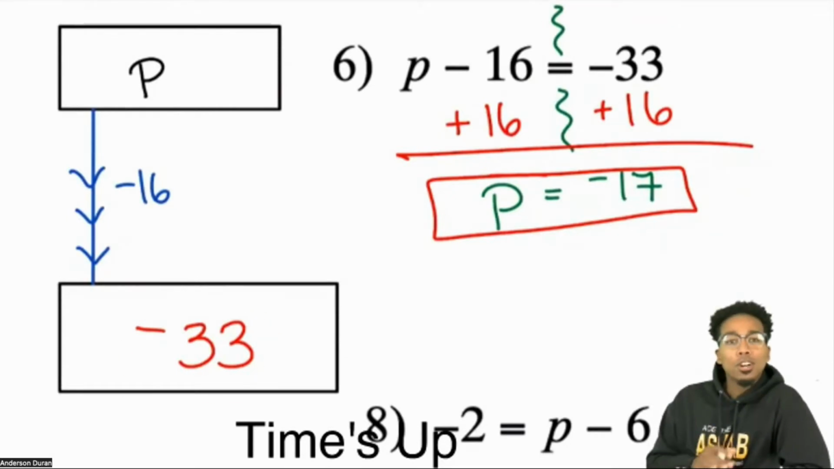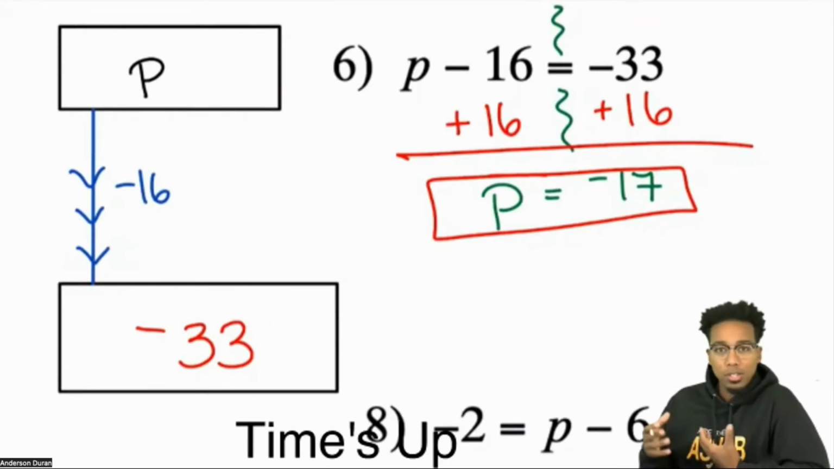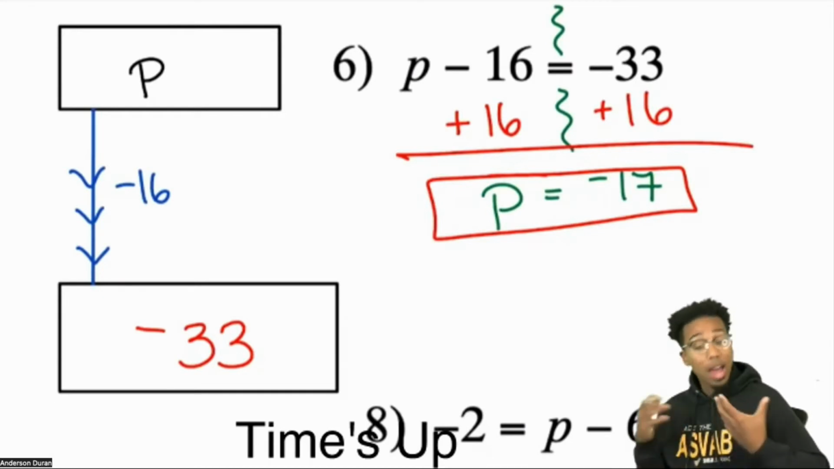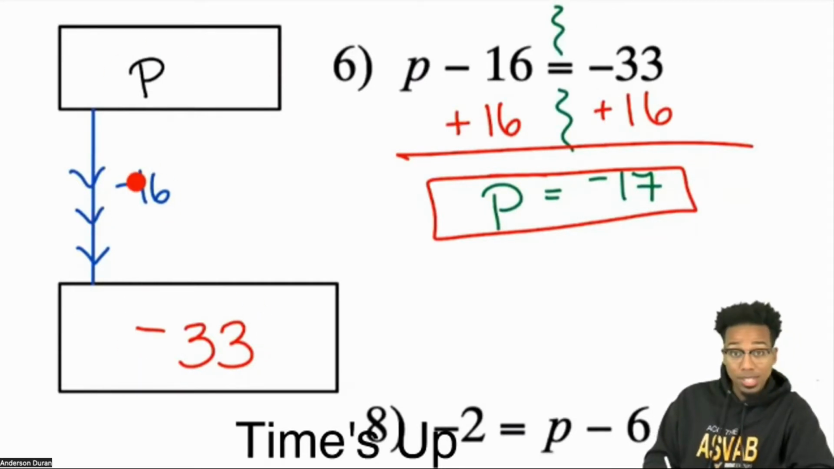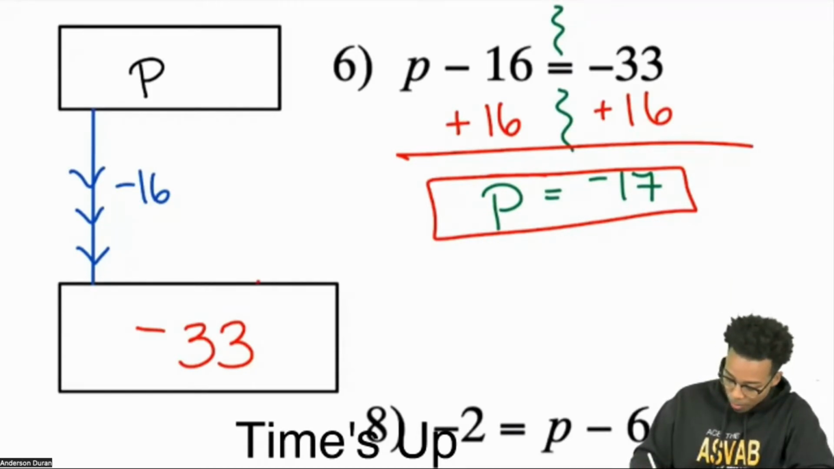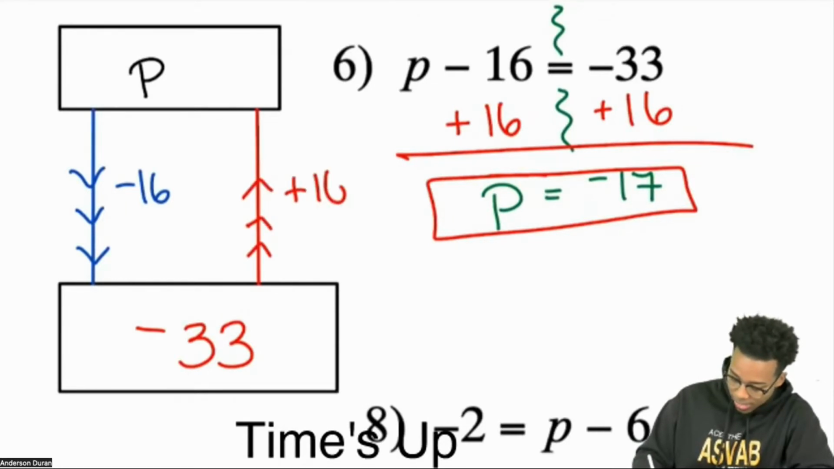For those of you that are not understanding how or why we're working backwards, look, right over here, if you're telling me that to get from here to here, I take away 16, then to go back from the end to the beginning, I got to work backwards. I got to add 16.